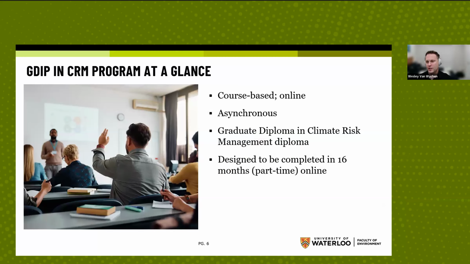So just reviewing what I just mentioned, it's all course-based, online, and asynchronous, so that you can fit it into your lifestyle, your work schedule, your life schedule as you see fit. It's designed to be completed in 16 months of part-time study, fully online, so no need to come to Waterloo, but you get access to all of the coursework developed by people associated with the University of Waterloo. So you're getting the high quality coursework that we teach here, but the ability to access it where you are.